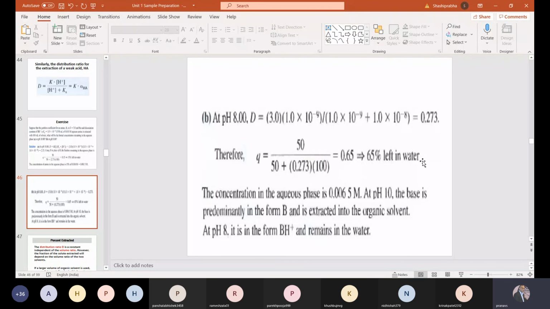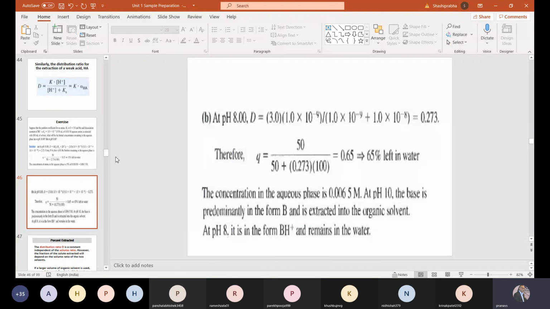Only 35% has gone into the organic phase. So there is very little extraction as you bring down the pH. If you further bring down the pH to 6, there will be 80-90% which remains in the aqueous phase. Only 10-15% might go into the organic phase. So this is an example which tells us how the extraction efficiency changes for a base when we vary the pH.